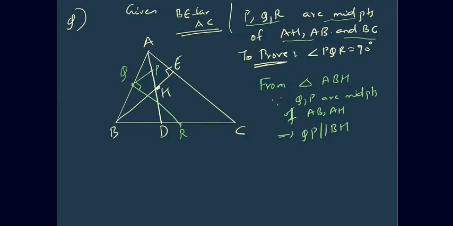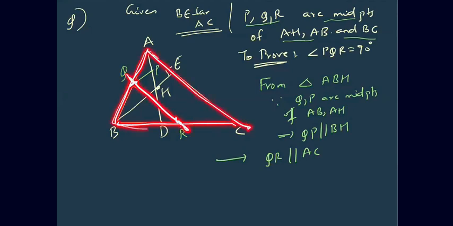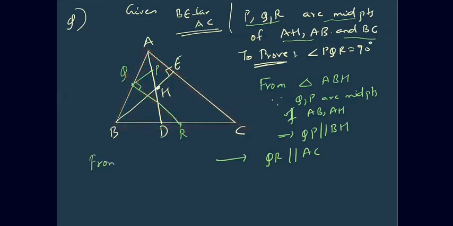Now similarly, I can say that QR is parallel to AC, right? Because Q and R are midpoints of the sides AB and BC. So QR must be parallel to AC. This is what we can observe from triangle ABC. So from triangle ABC, I can say that QR is parallel to AC. Okay. So now just by observation, we can say that this angle is 90 degrees.